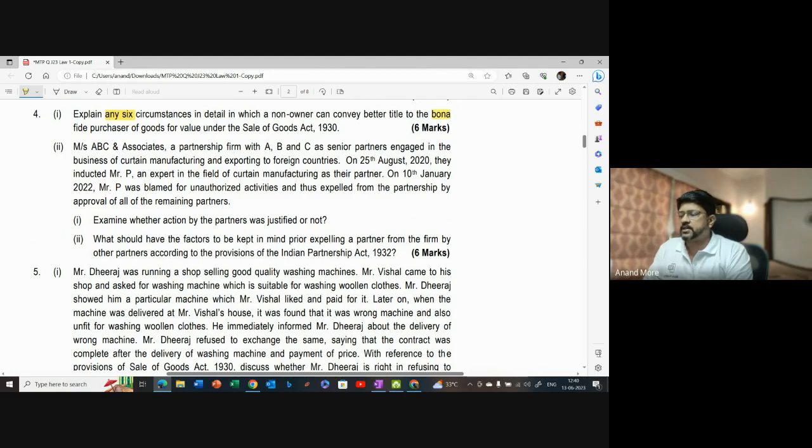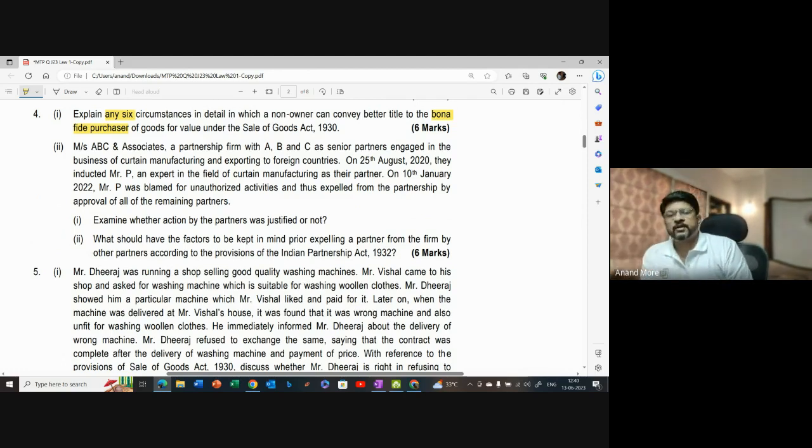Bona fide purchaser, this means the purchaser is not aware of defect in the title of the seller. That's why it is called bona fide. There is no mala fide intention. The buyer is not hand in gloves with the seller, who himself is not having the better title to the goods. That is not the situation. The buyer is innocent. The buyer is completely unaware that the seller is not having better title. In that case, can the seller transfer better title to the buyer?